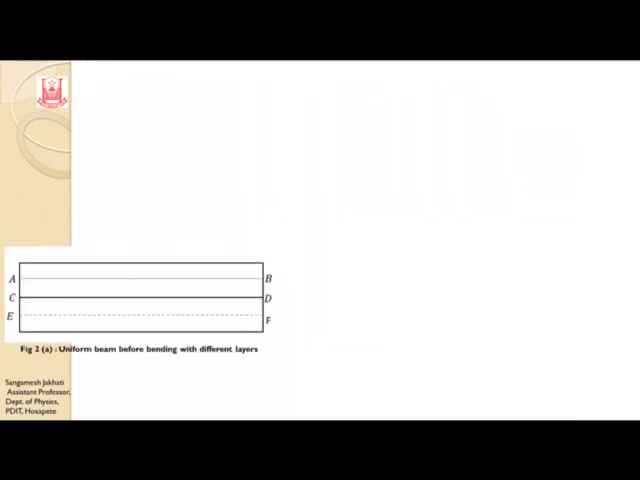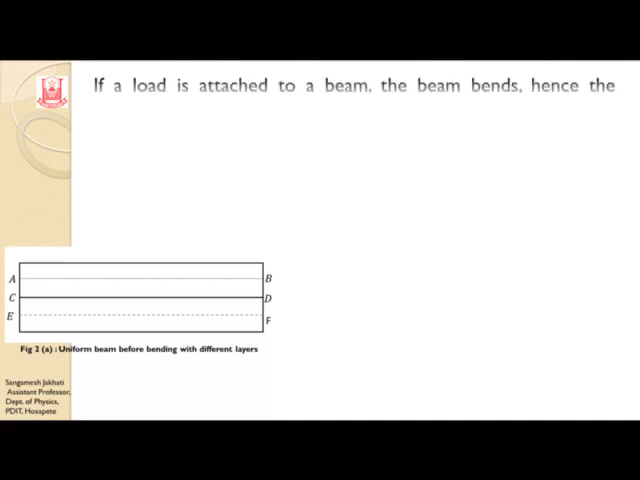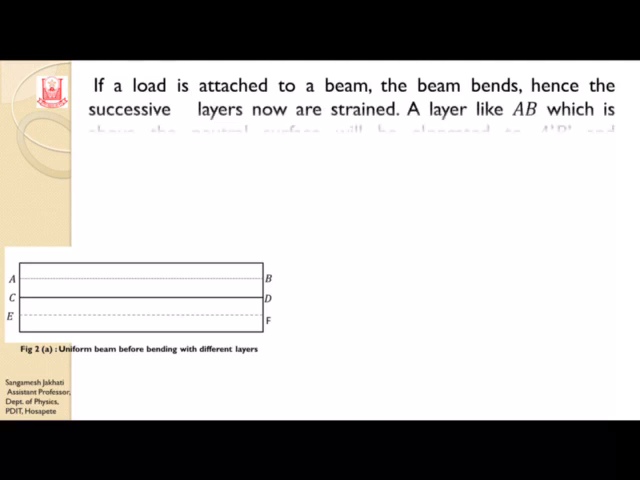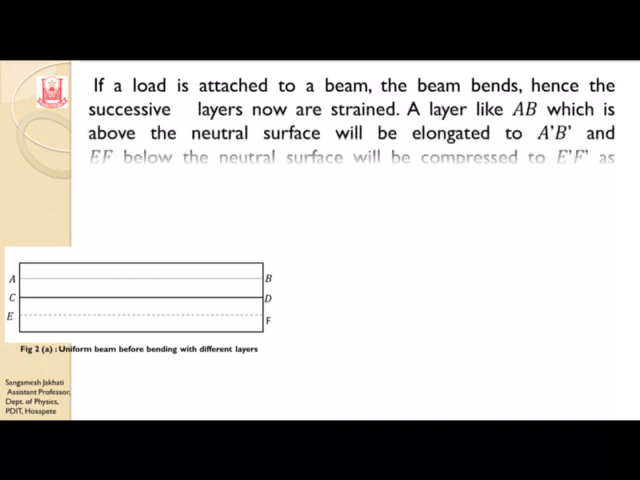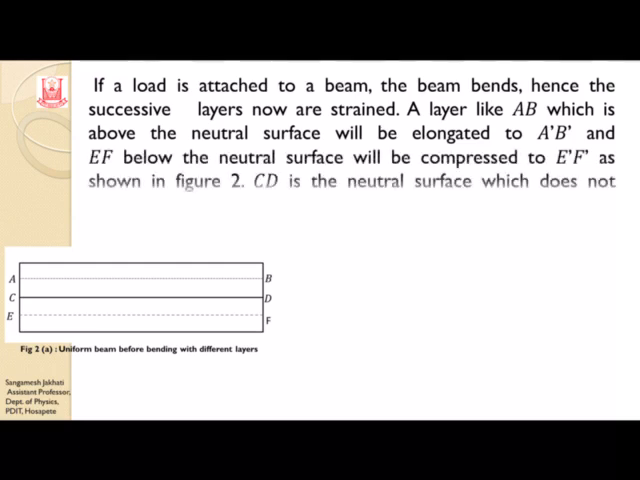So here now the same beam we are considering here before bending. So suppose if a load is attached to a beam, then the beam bends. Hence successive layers now are strained. A layer like AB which is above the neutral surface will be elongated to A dash B dash.